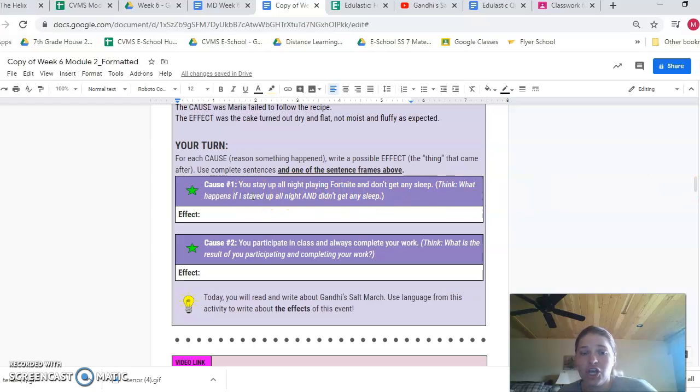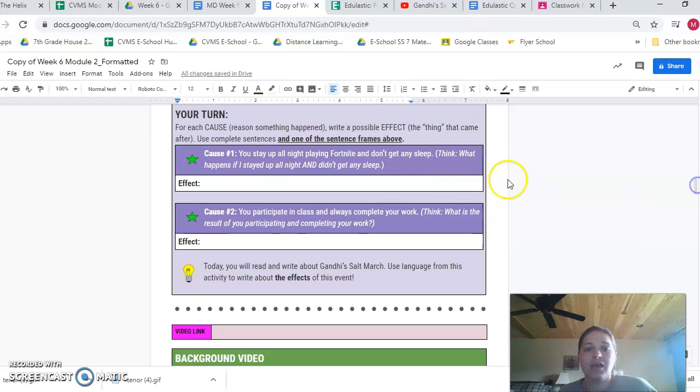Cause number 1. You stay up all night playing Fortnite and don't get any sleep. Fortnite or whatever, any other games you play, Grand Theft Auto, whatever. Think, what happens if I stayed up all night and didn't get any sleep? So what is the effect of you staying up all night and playing Fortnite and not getting sleep? And then for cause 2, you participate in class and always complete your work. So think, what is the result of you participating and completing your work?